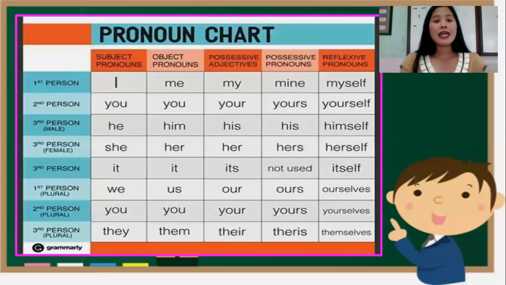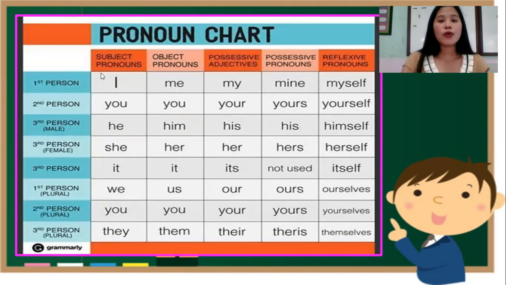Okay, next is here. Look at this chart. We have this pronoun chart. As what you can see here, there are five types of pronoun. Again, five types of pronoun. We have 1, 2, 3, 4, and 5. The first one is subject pronoun. Second, object pronoun. Third, possessive adjective. And then possessive pronoun and reflexive pronoun.